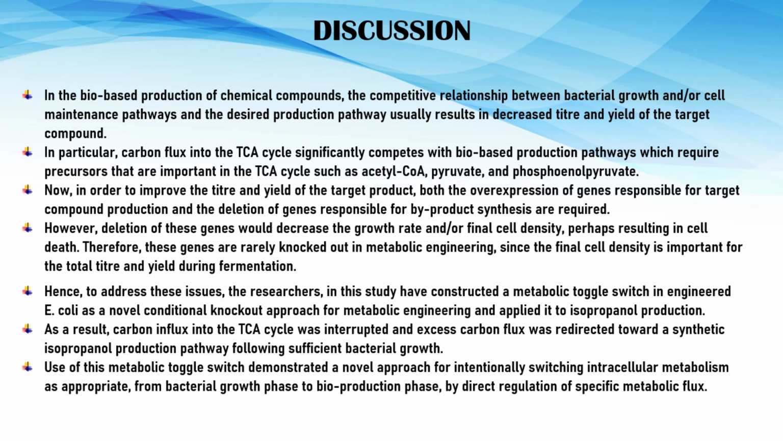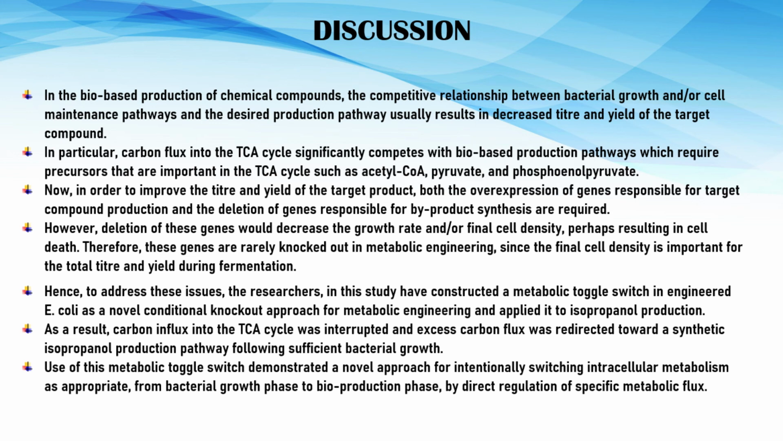Now, in order to improve the titer and yield of the target product, both the overexpression of the genes responsible for target compound production and the deletion of genes responsible for byproduct synthesis are required. However, deletion of these genes would decrease the growth rate and or final cell density, perhaps resulting in cell death. Therefore, these genes are rarely knocked out in metabolic engineering since the final cell density is important for the total titer and yield during fermentation. Hence, to address these issues, the researchers in this study have constructed a metabolic toggle switch in engineered E. coli as a novel conditional knockout approach for metabolic engineering and applied it to isopropanol production.